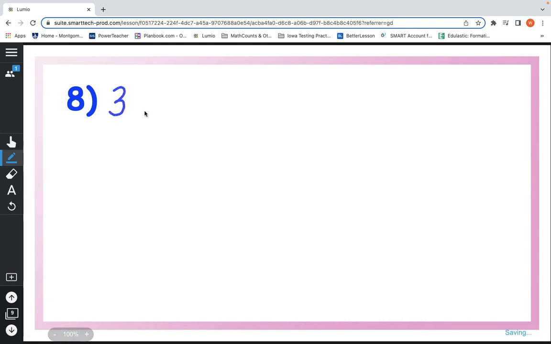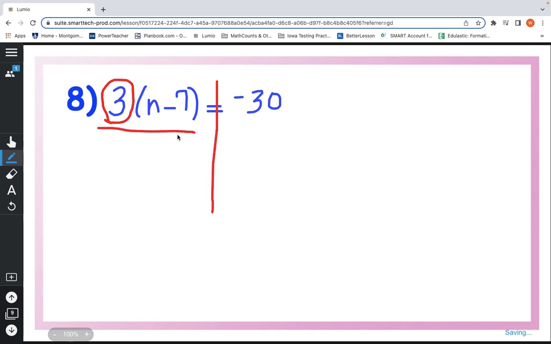So number 8 says 3 times n minus 7 equals negative 30. Okay, so the first thing we're going to do is get rid of the 3. And we do that, remember here's our line, by dividing both sides by 3 so that we don't have to worry about distributing the 3. So when we do that, the 3's cancel out, turning into a positive 1. Of course, 1 times anything is that number, so I'm left with n minus 7 equals negative 30 divided by 3, which is negative 10.